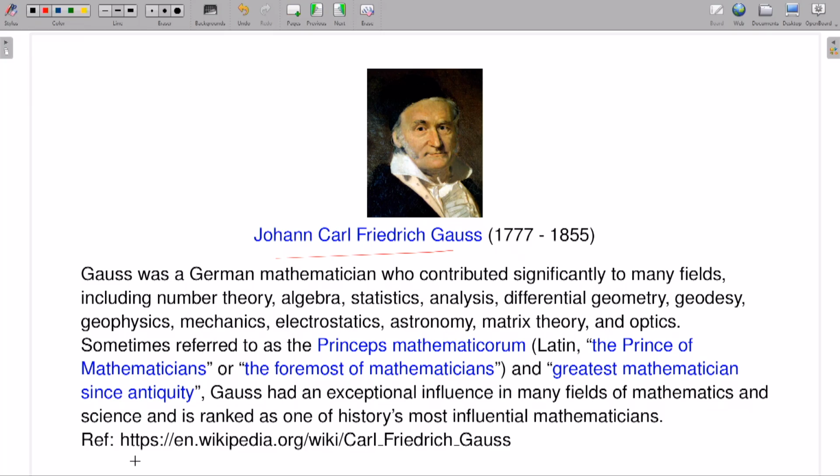For more information, you can look at Wikipedia. Gauss had an exceptional influence in many fields of mathematics and science, and is ranked as one of history's most influential mathematicians. Mainly he did many nice works in geometry.